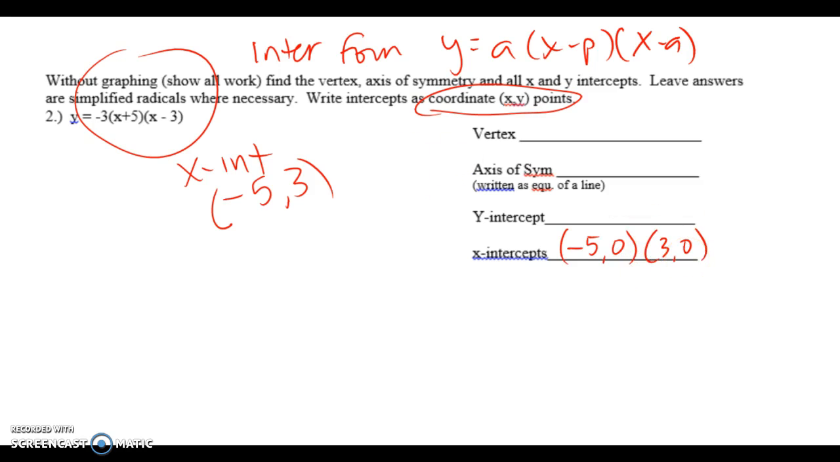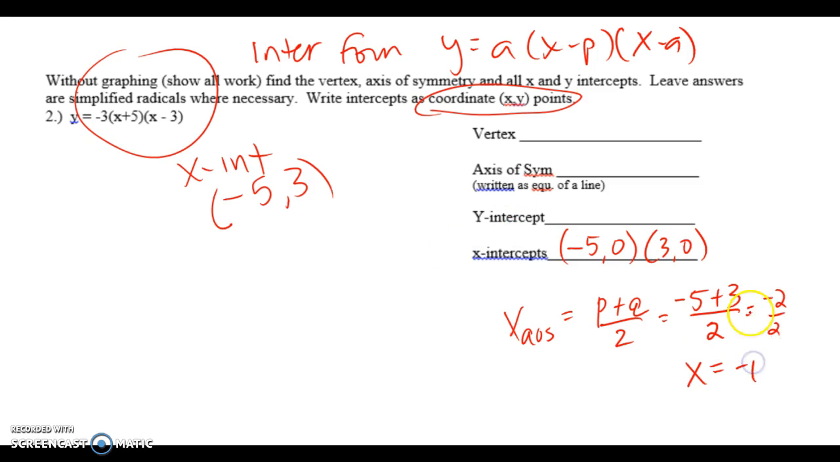Okay, when you have an intercept form, the axis of symmetry is found by p plus q over 2. It's right in the middle. Negative 5 plus 3 over 2. Negative 5 plus 3 is negative 2 over 2. My axis of symmetry, written as the equation of a line, is x equals negative 1.